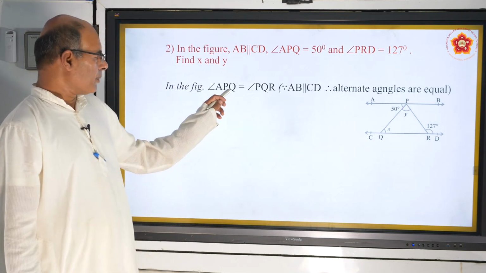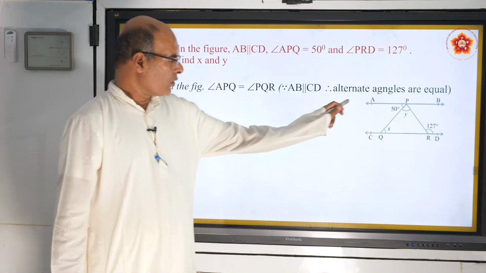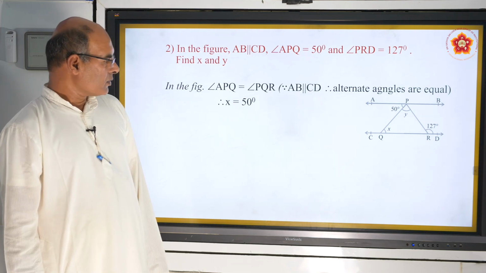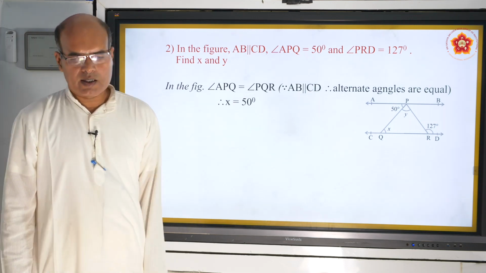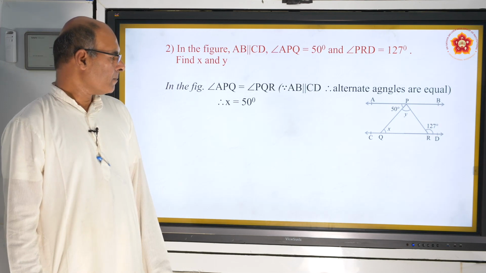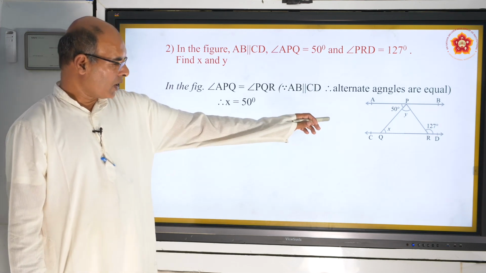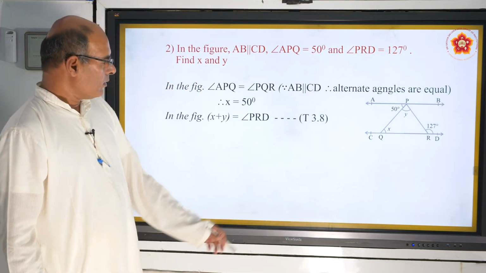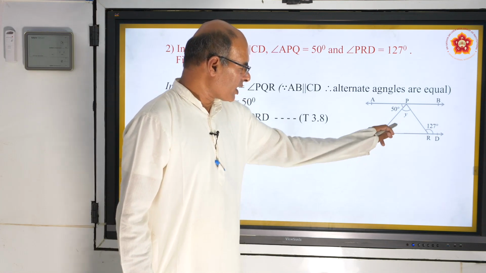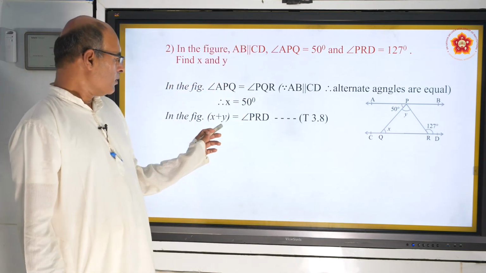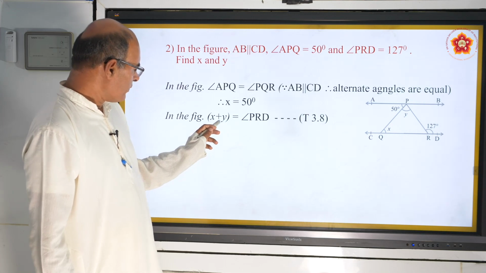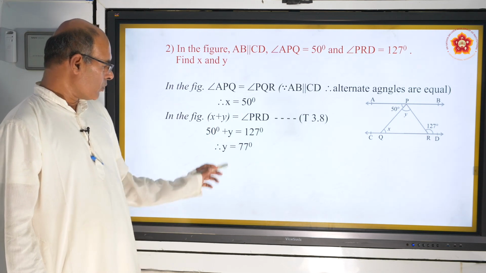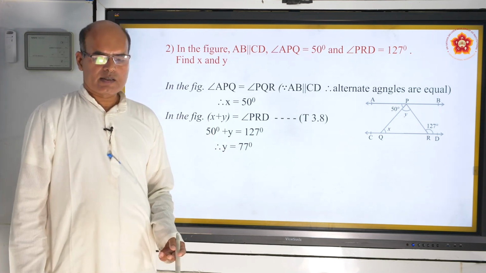So look at the steps. In the figure, angle APQ is equal to angle PQR. They are alternate angles. The lines are parallel. So APQ is 50 degree. Therefore X is also 50 degree. Now I will find out the value of Y using theorem 3.8, the exterior angle of a triangle. So here 127 degree is equal to X plus Y. And we know the value of X, 50 plus Y is equal to PRD, 127 degree. So therefore Y is equal to 127 minus 50, that is 77 degree.